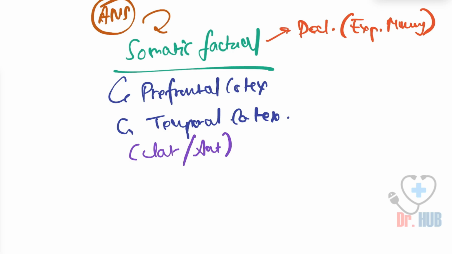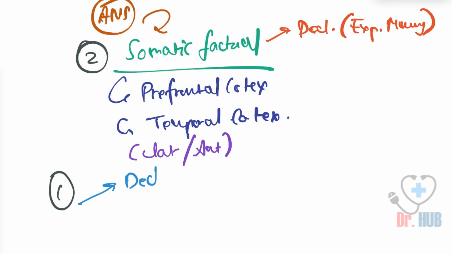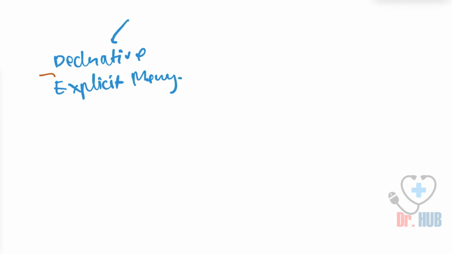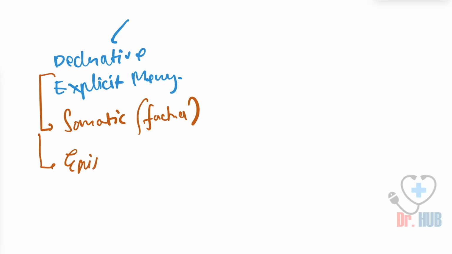The next question we asked was, this was actually the second question we asked. The very first question we asked was, what is the classification? As we know, there was the declarative. So let me erase and explain it. First was the classification, that is the declarative. Declarative is nothing but the explicit memory. Under declarative explicit memory, it includes the semantic, that is the factual. There is also the episodic, which involves the events.